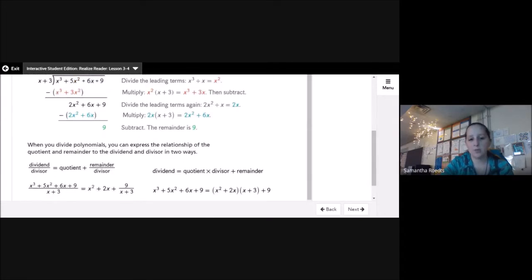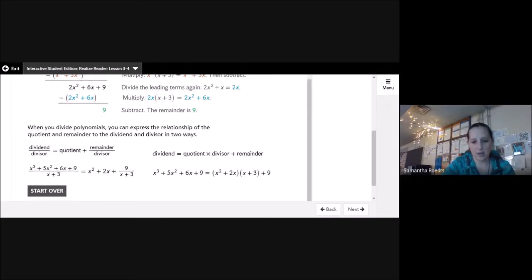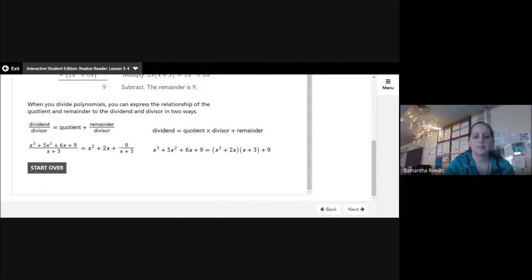When you divide the polynomials, you can express the relationship of the quotient and remainder to the dividend and divisor in two ways. So you can do the dividend divided by divisor equals the quotient plus the remainder over the divisor. This is the way I recommend, by the way. Or you can do the dividend equals the quotient times the divisor plus the remainder. Okay. So I get x squared plus 2x plus 9 over x plus 3. So in this case, you would do x squared plus 2x times x plus 3 plus 9. You get the same answer.